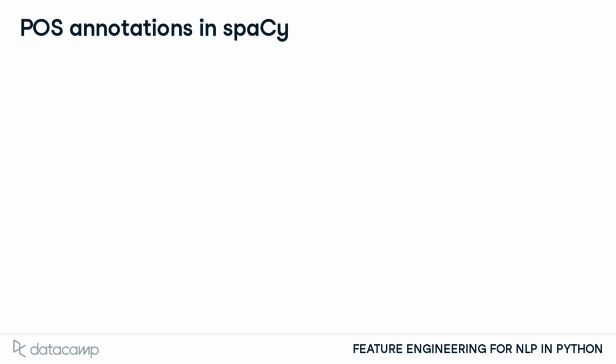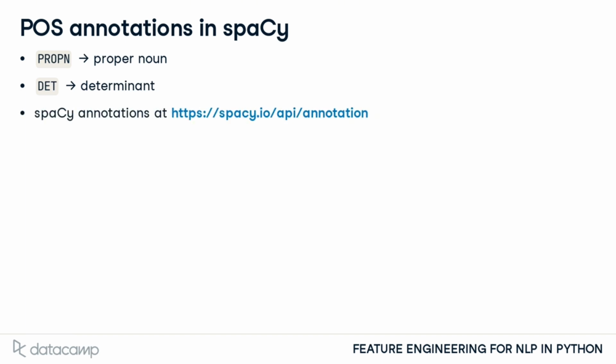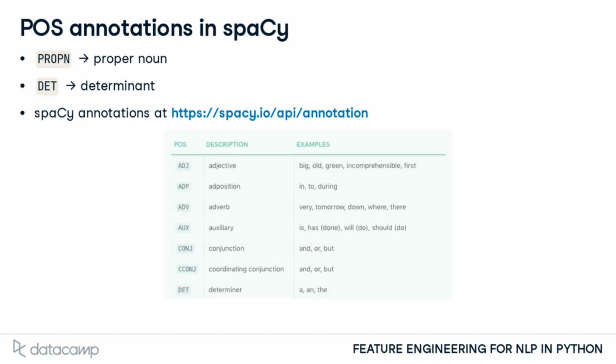spaCy is capable of identifying close to 20 parts of speech, and as we saw in the previous slide, it uses specific annotations to denote a particular part of speech. For instance, PROPN referred to a proper noun and DET referred to a determiner. You can find the complete list of POS annotations used by spaCy in spaCy's documentation. Here is a snapshot of the page.